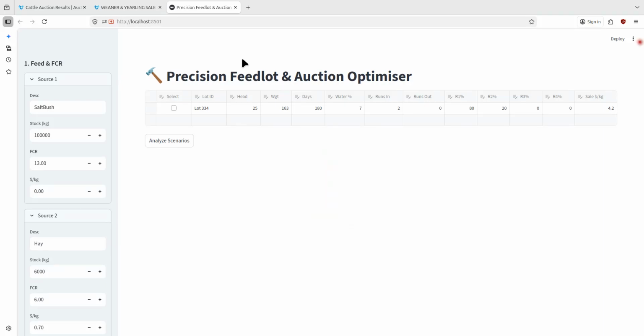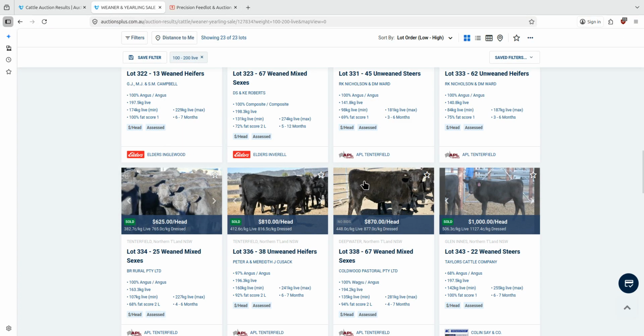Okay, this is a desktop application built for FisherNorth. It's a precision feedlot and auction optimizer for determining the viability of buying cattle or livestock at auction. It can be pigs, it can be sheep, it can be cattle.